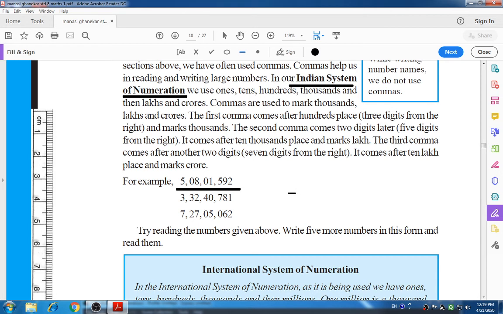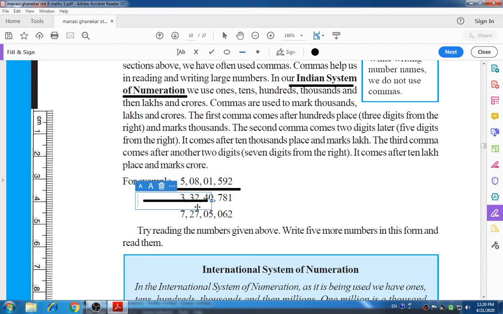So there are such families. Ones, tens and hundreds is one family. Thousands and ten thousands is another family. Lakh and ten lakhs is another family. Crore and ten crores is a family. That means we have to put the first comma after the last 3 digits. Then we have to put commas after every two digits.